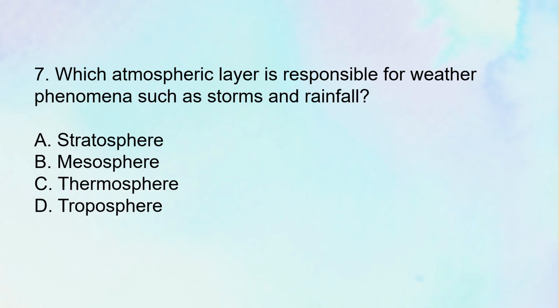Number 7. Which atmospheric layer is responsible for weather phenomena such as storms and rainfall? Letter A, stratosphere. Letter B, mesosphere. Letter C, thermosphere. Or letter D, troposphere.